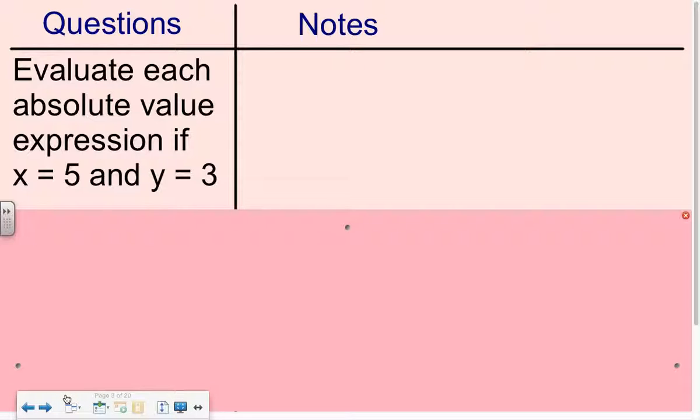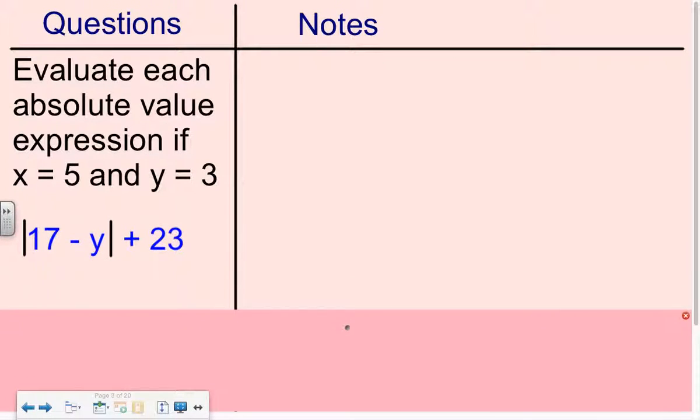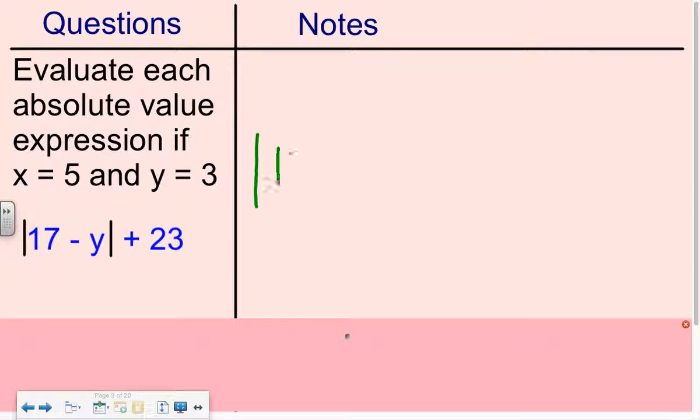All right, so evaluate each absolute value expression if x equals 5 and y equals 3. So here's our first one. We have the absolute value of 17 minus, and then I'm going to replace y with 3, plus 23. Now you've got to be careful on these problems that you're making sure that your absolute value bars don't look like 1s. You don't want to get those confused and think that those numbers are 1, 17, and 31.